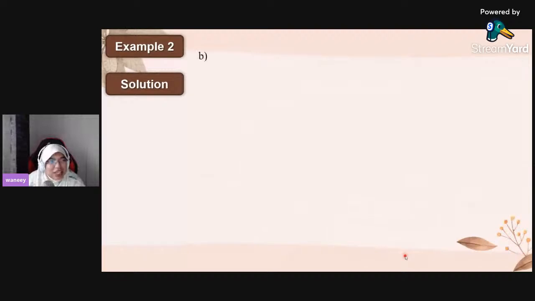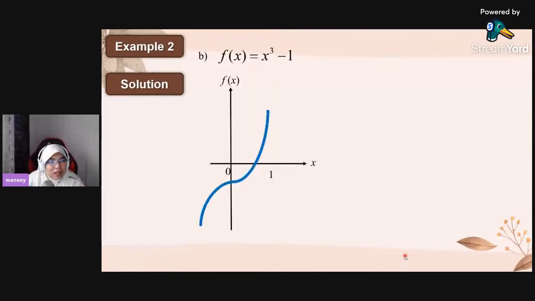Okay, so now the second one. You have f(x) equal to x cubed minus 3. So it looks like x cubed, but we are going to shift it down. This is x cubed minus 1. We want to test whether we are having a one-to-one function or not. So you need to draw a horizontal line test. Draw a horizontal line. You can do your horizontal line anywhere.